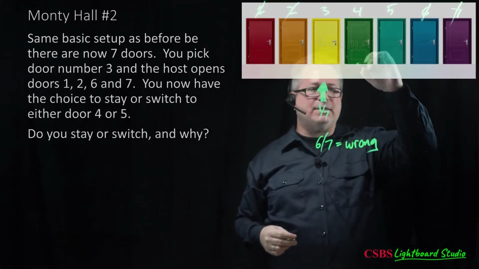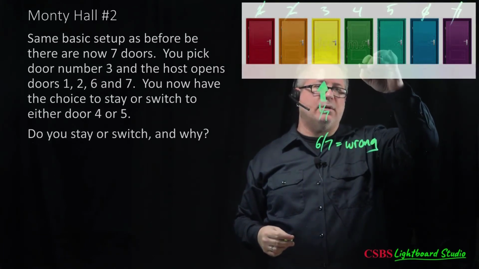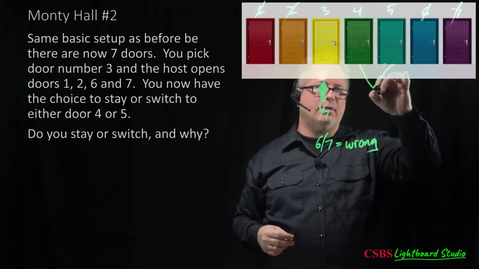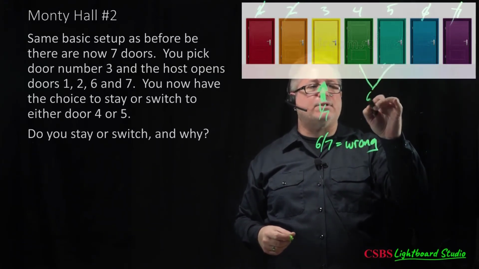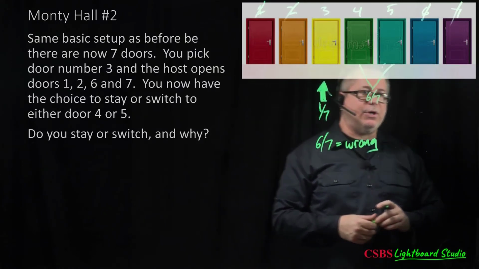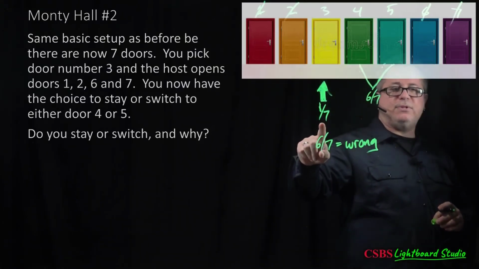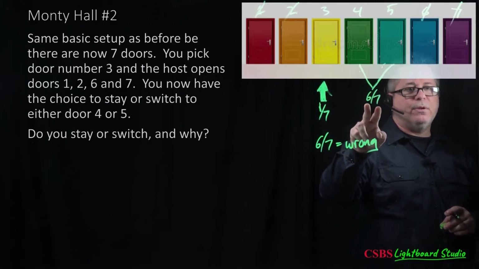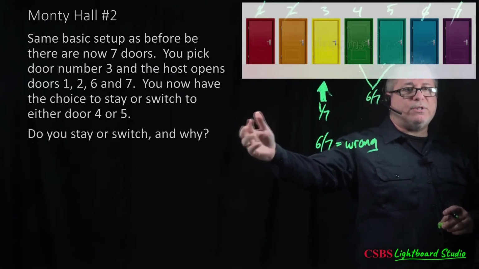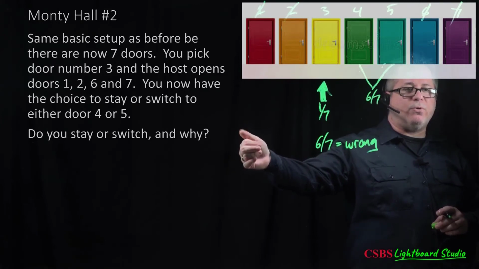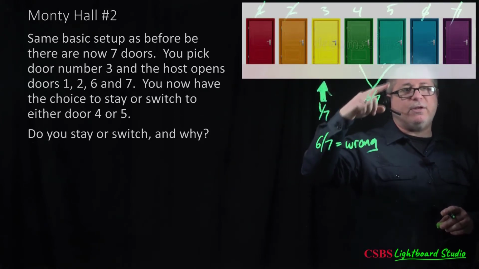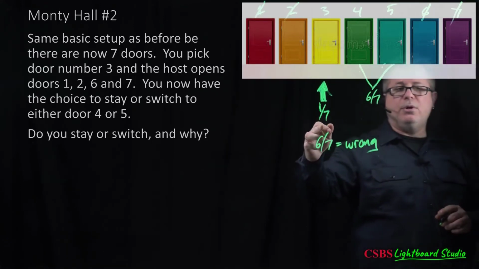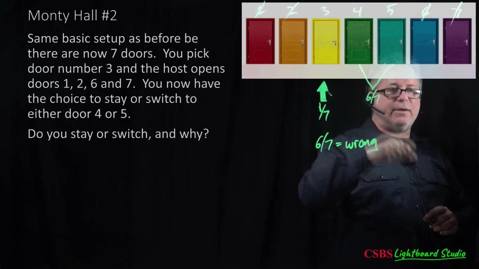So combined, the 2 of these doors combined, this door and that door, together, collectively, have a 6/7 chance of having the car. Your door still has 1/7. Doors 4 and 5 have 6/7 together. So it says you now have a choice to stay or switch to either door 4 or door 5. Now notice you can't pick both 4 and 5. You got to pick one or the other. So should you stick with your door or pick one of 4 or 5?